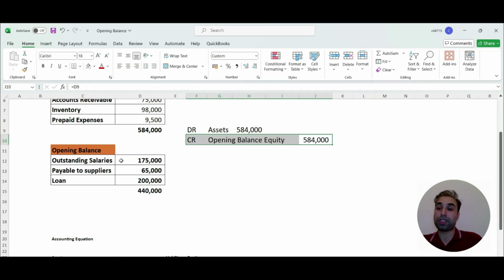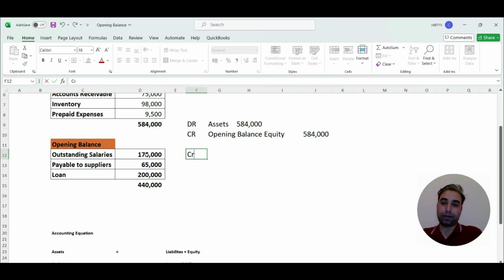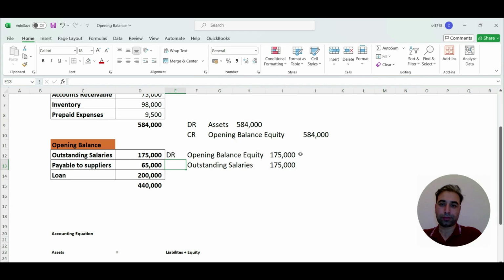Now let's proceed to the liability section. The normal balance of a liability is credit, so liability will be credit and opening balance equity would be debit. The same entries you will do account wise for each account.